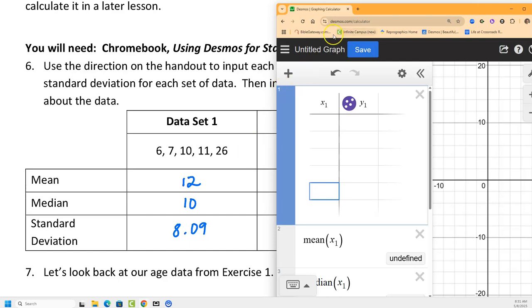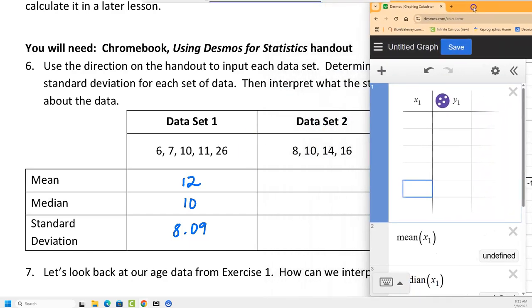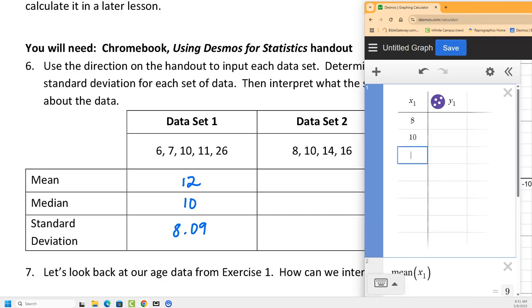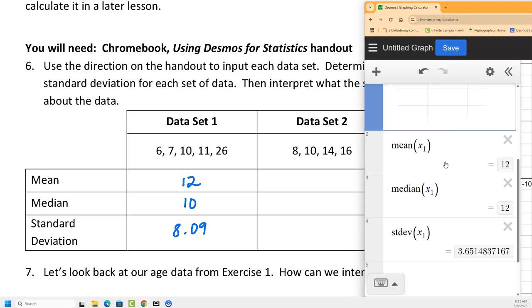And let's see here. Bump this over just a little bit to get my next data set. And so you can see here it's 8, 10, 14, and 16. And if I just scroll up here, you can see the mean and the median. The mean was 12. The median was the same, 12. And the standard deviation this time was 3.65. Are we okay with that one?